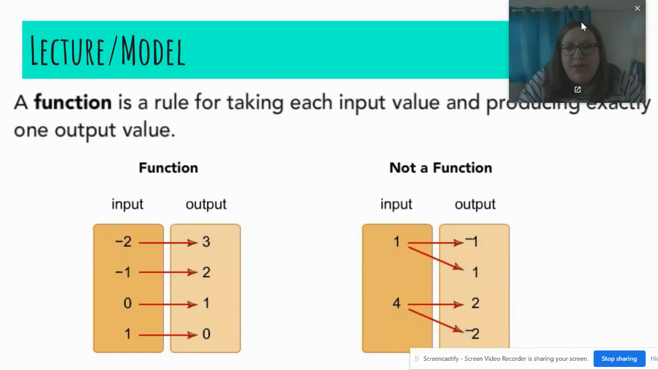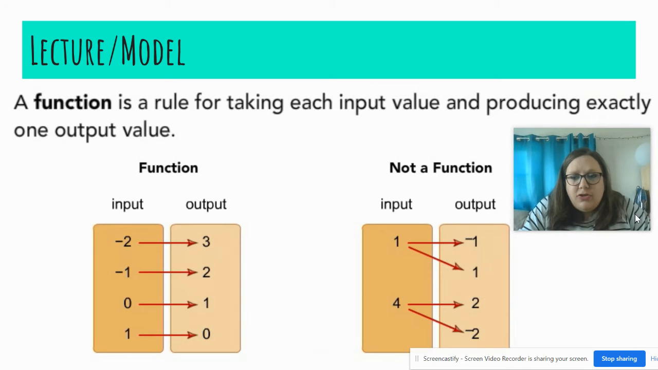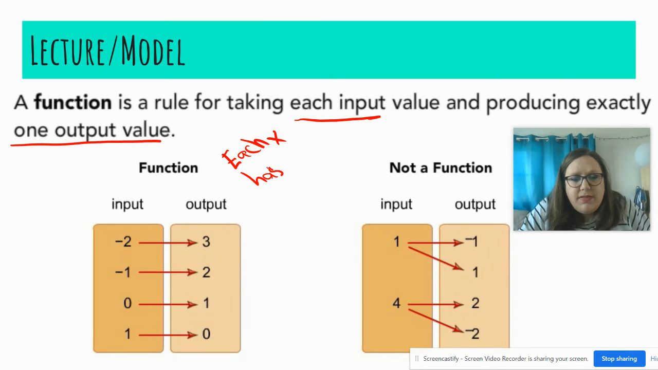Okay, so now here's our big word of the week, function. A function is a rule where each input has one output. Every input, or each x, has one y value. So as we can see here, this would be a function because all of our inputs only go to one output.